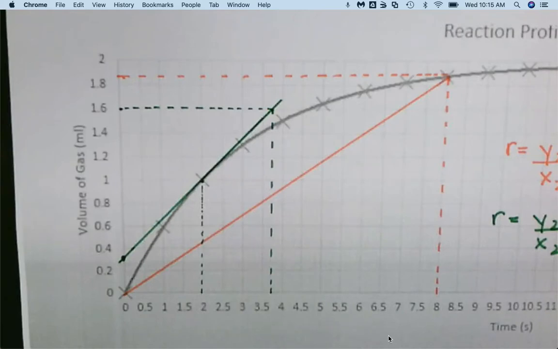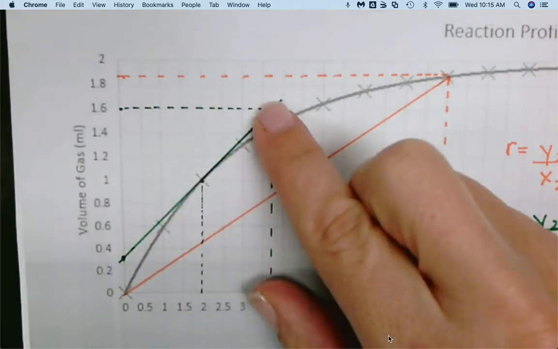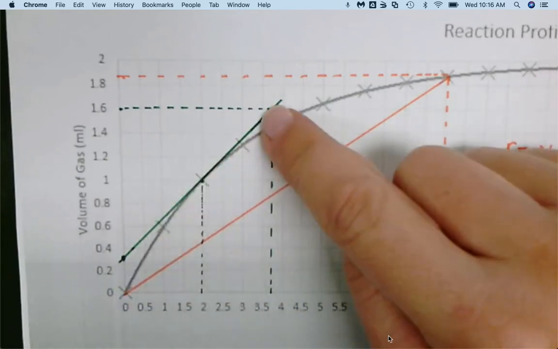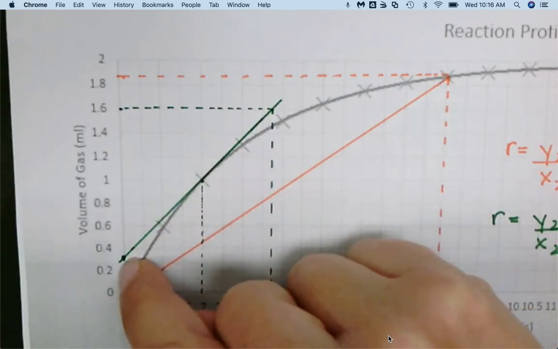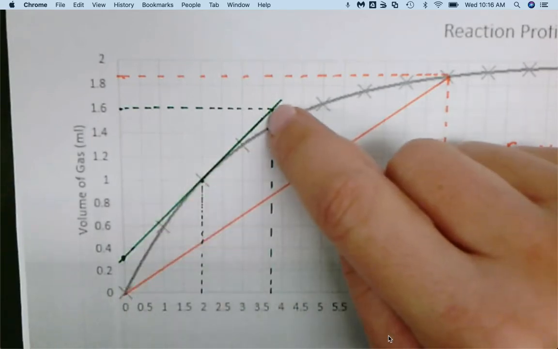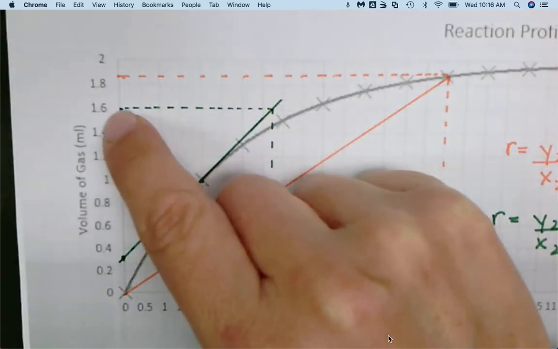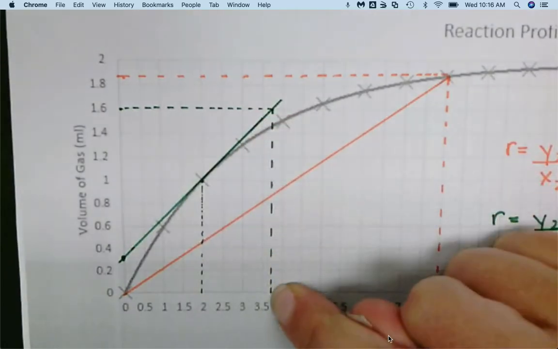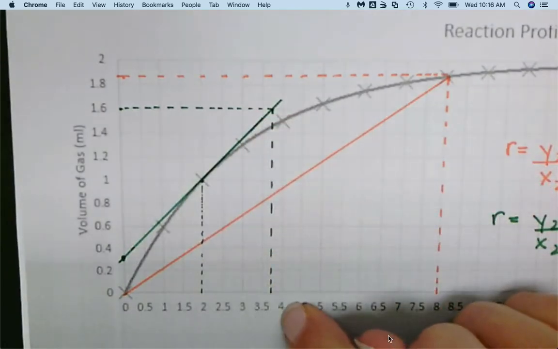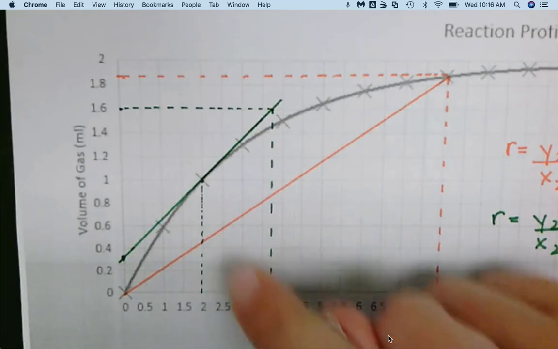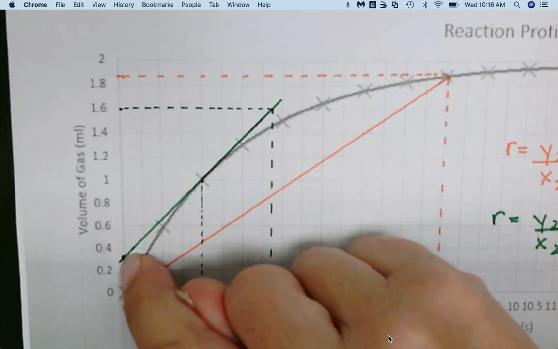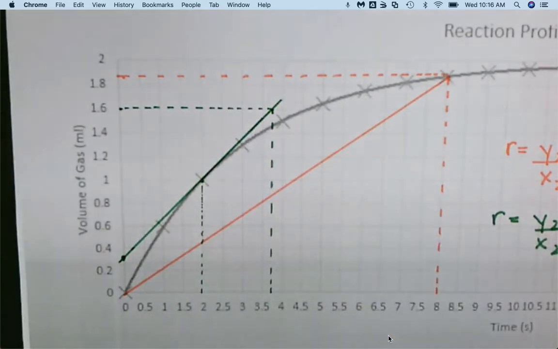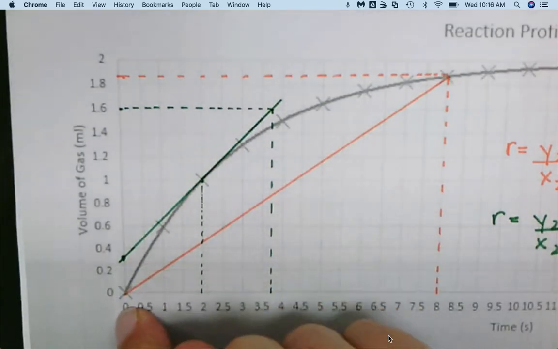So let's go back and take a look at that tangent line that we drew at the 2-minute mark. When we look at where we extended our tangent line to, we make it intercept the y-axis again, and then we stop it at any point. I want to stop it at 1.6 milliliters. At 1.6 milliliters, the time that I record is between 3.5 and 4 seconds, which is 3.75. And then we see that where it intercepted the y-axis is at 0.3 milliliters, and at 0.3 milliliters, the time is 0.